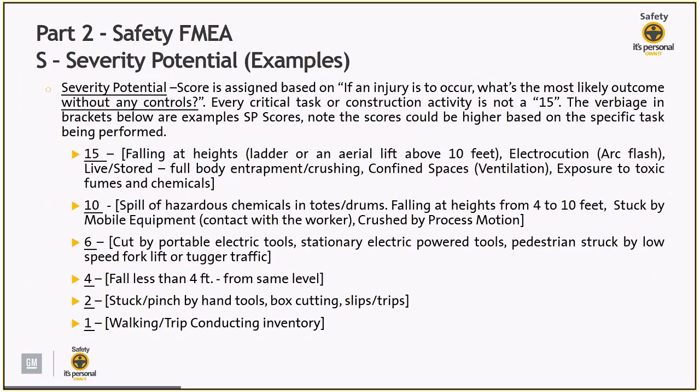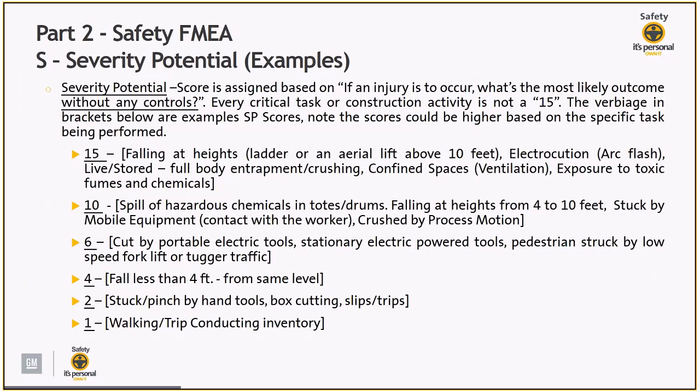For instance, we're saying if someone is falling from heights above 10 feet, severity potential would be a 15. If the hazard was electrocution or confined space ventilation issues, exposure to toxic fumes or chemicals, arc flash, those are examples of hazards that we're saying, hey, that severity potential is more than likely going to be a 15. And we have an example in here, for instance, of a 4. A 4 for severity potential, we're saying, hey, this is probably a fall from less than 4 feet or up to the same level. Take a look at the additional examples there that we have for the other numerical values.